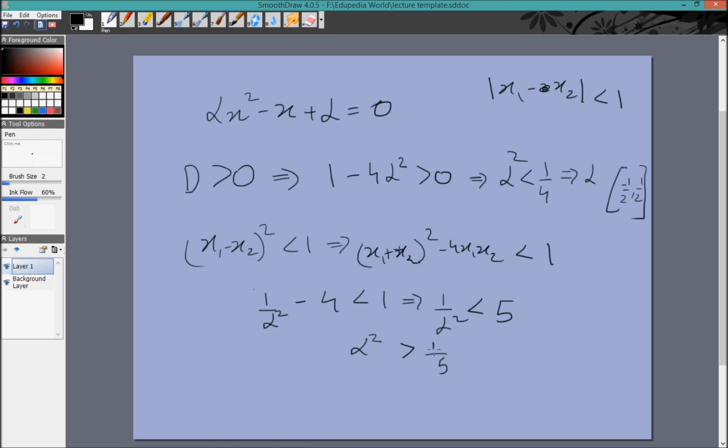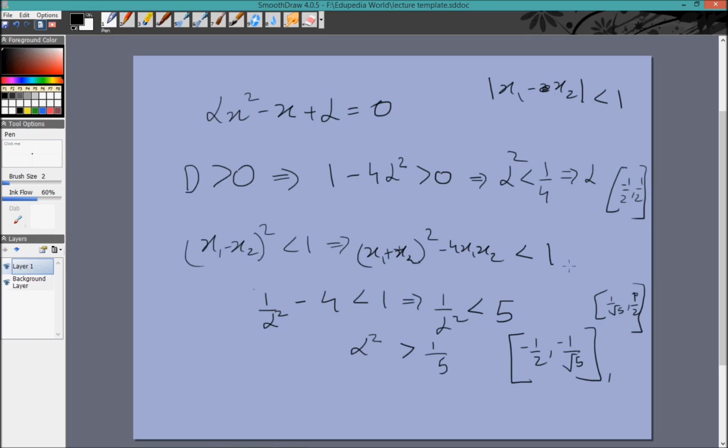So if we take the intersection of this, the actual result we get is minus 1 by 2 to minus 1 by root 5, and 1 by root 5 to 1 by 2. Right, because alpha squared has to be greater than 1 by 5, but it has to be less than 1 by 2. That means alpha has to be greater than 1 by root 5, but alpha has to be less than 1 by 2. Right, so these are the two.